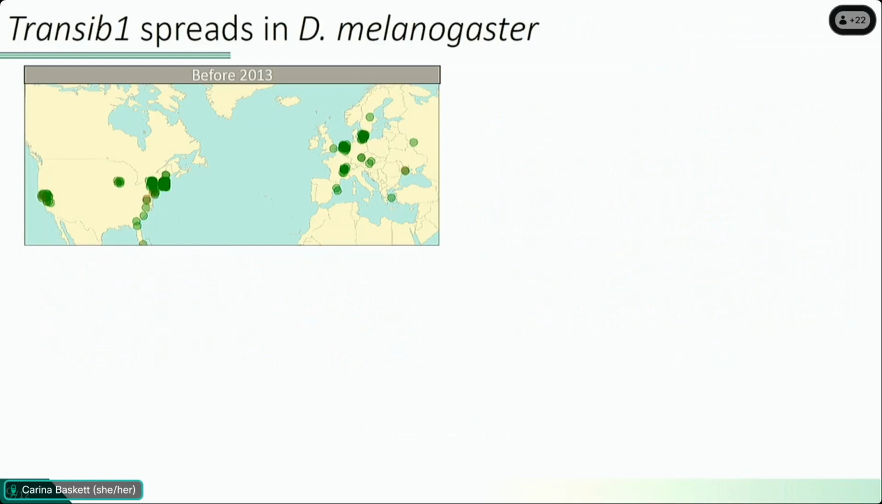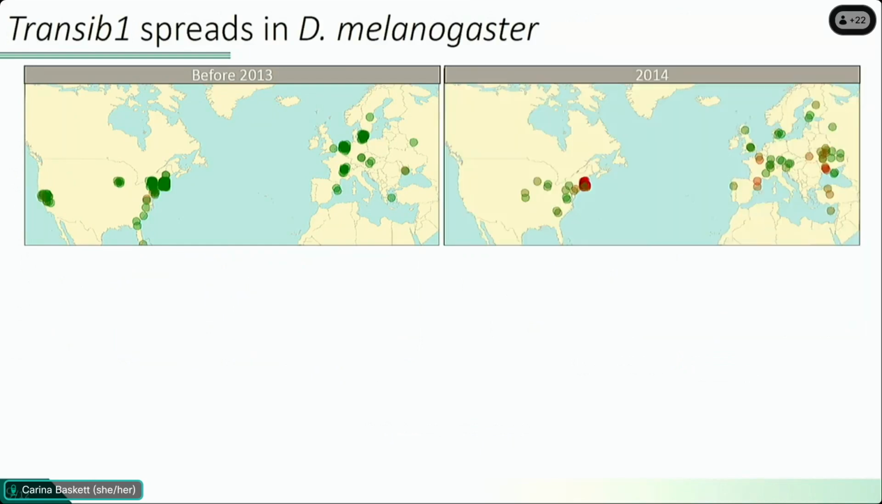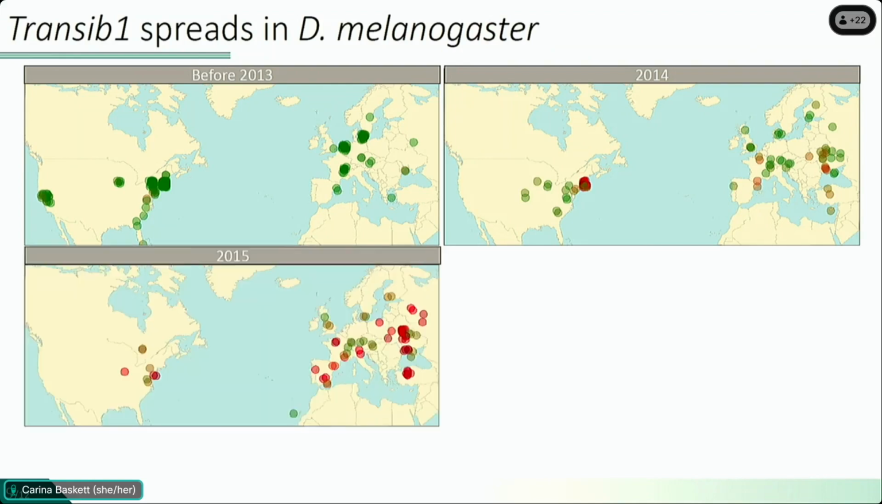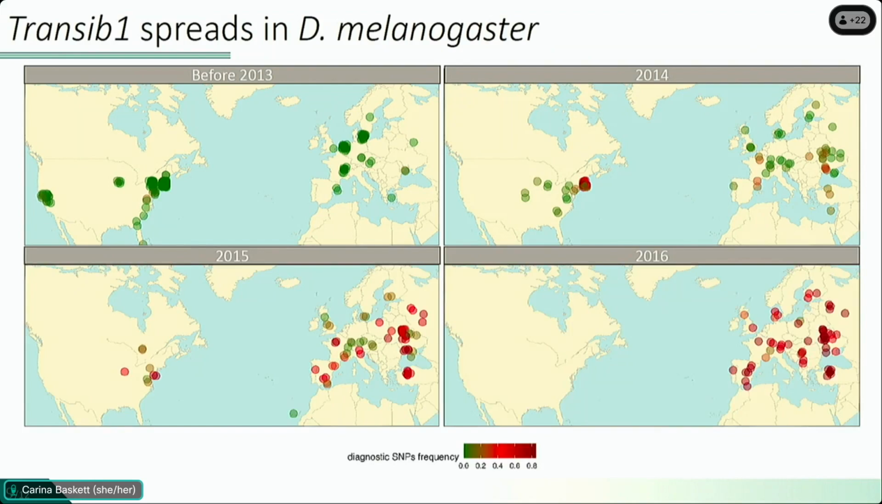And here I'm showing just Europe and the US, but we also have parts of the rest of the world, but it was a bit inconsistent, so I just showed these two. And then in 2014, we start seeing it appear in the US and Europe. This doesn't mean that the invasion started there; it could have started somewhere else that's not in the data. And then by 2015, it's almost everywhere. And for basically every strain we collected after 2016, Transib is present. So in, I would say, 3 to 5 years, it basically invaded the entire world population.